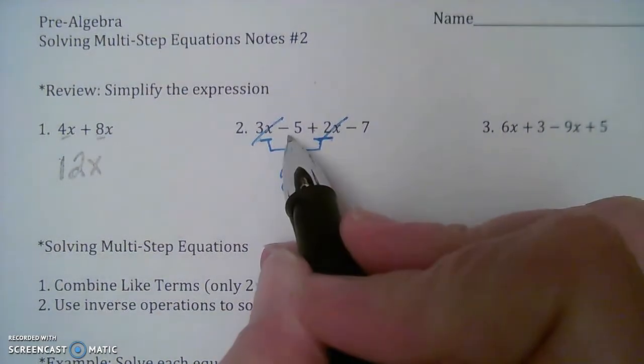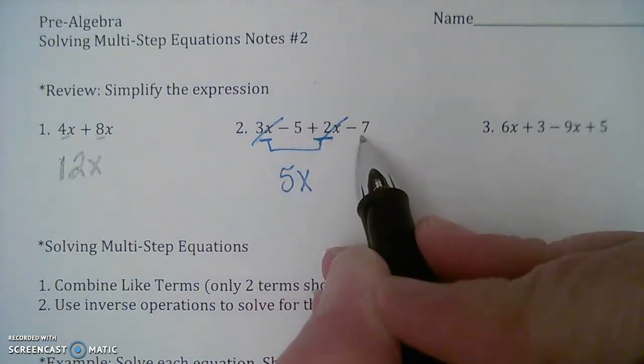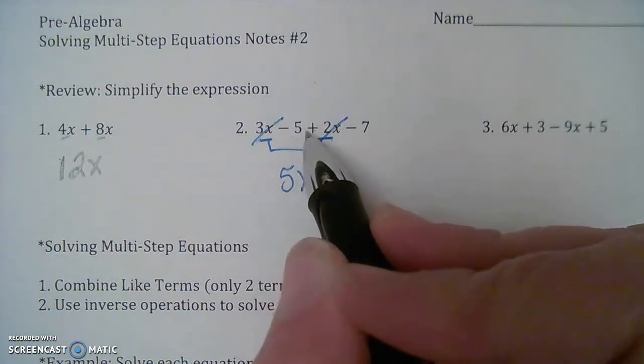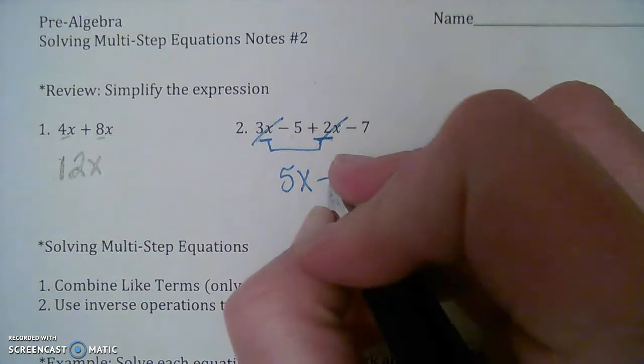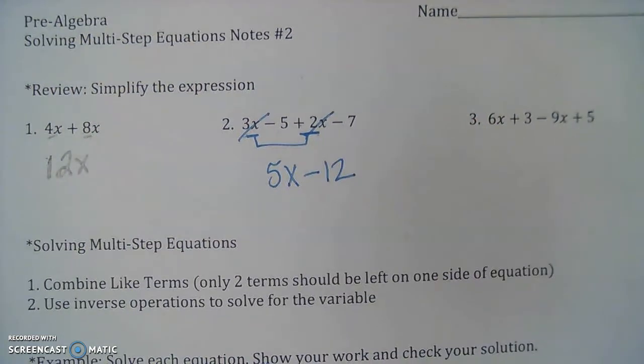Here's where you have to be careful. This is a negative 5 minus 7. Negative 5 minus 7 is negative 12. So you're going to put a minus sign and then 12. 5x minus 12.